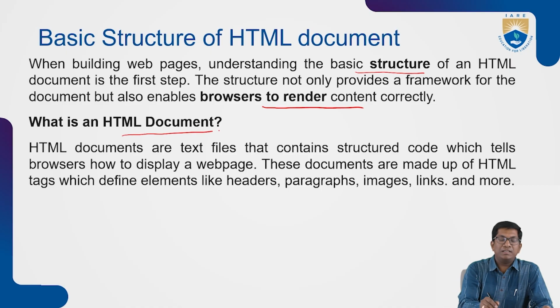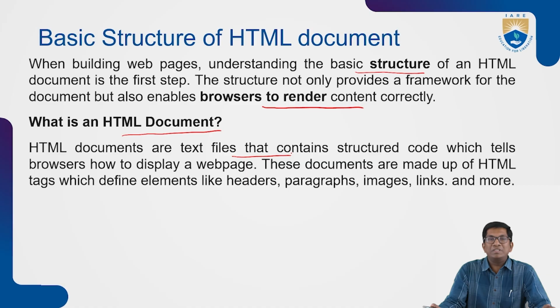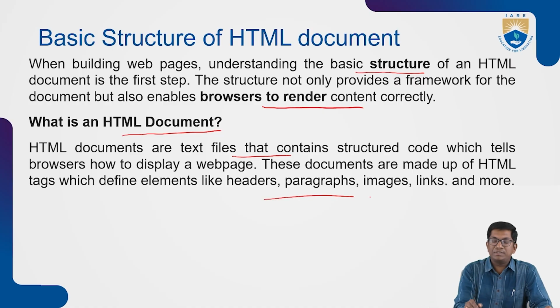Next, let's see what an HTML document is. HTML documents are text files that contain structured code which tells browsers how to display a web page. These documents are made up of HTML tags which define elements like headers, paragraphs, images, links, and many more.